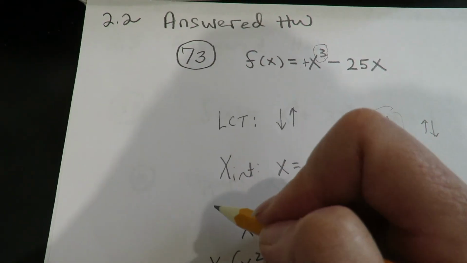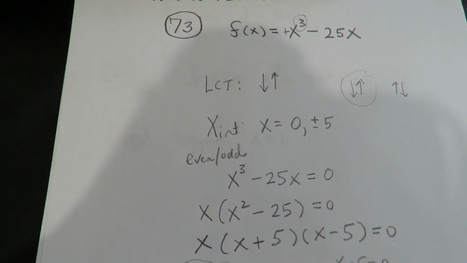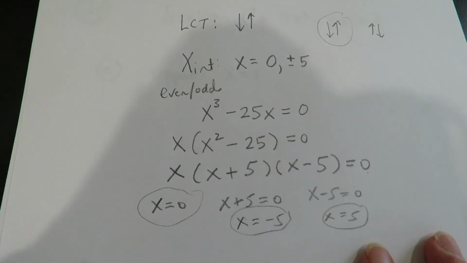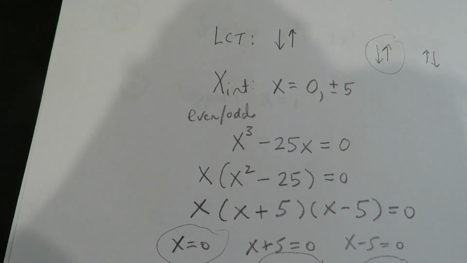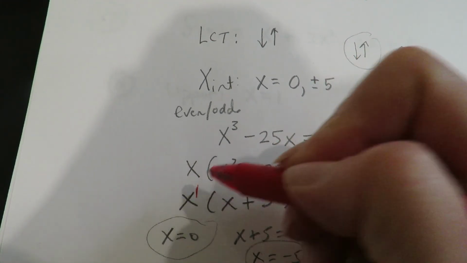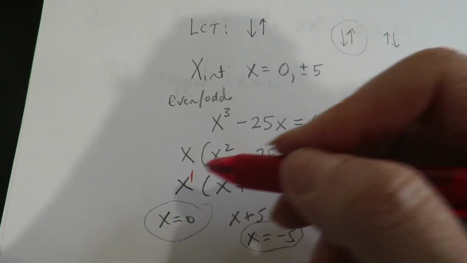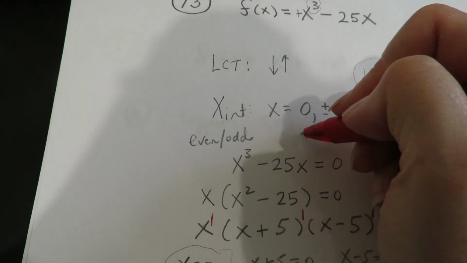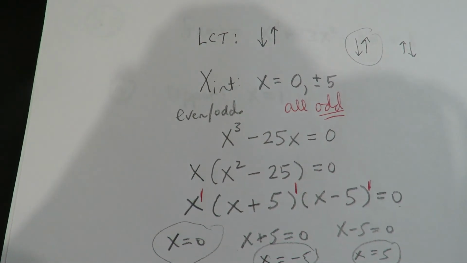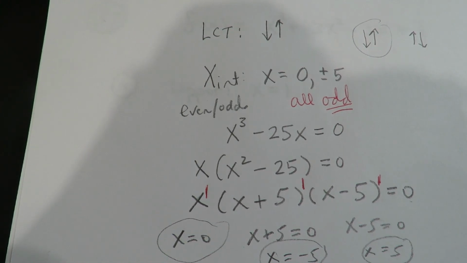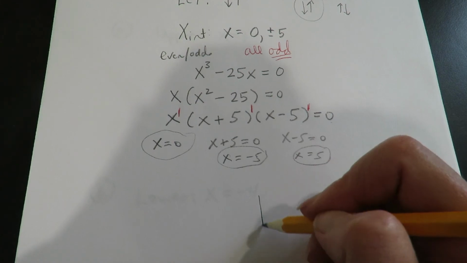Now you have to label the x-intercepts as even or odd. Remember, even or odd depends on the exponent of the factored form, whether you have one of them or two copies of them and so on. You only have one of each type, so these are all what we would call odd. If you remember, an odd x-intercept means that it's going to go through the x-axis.